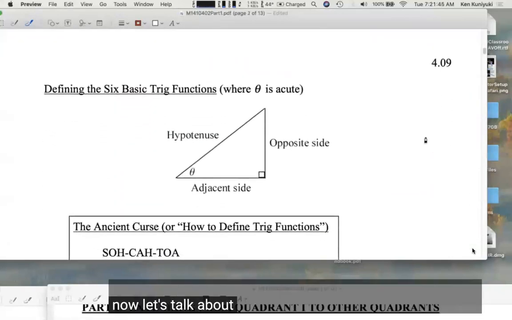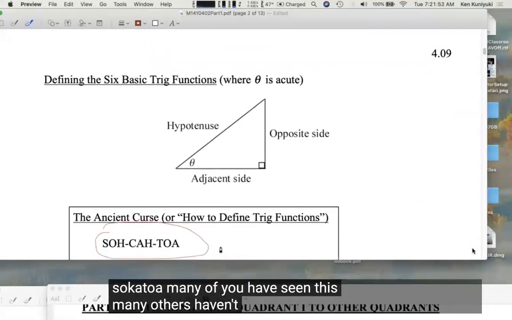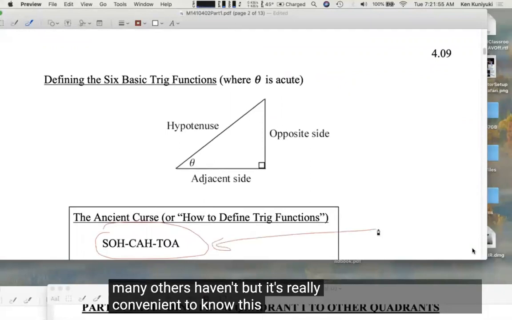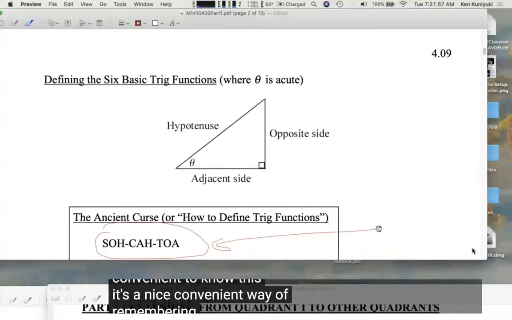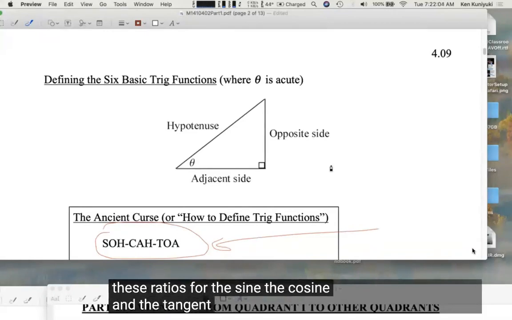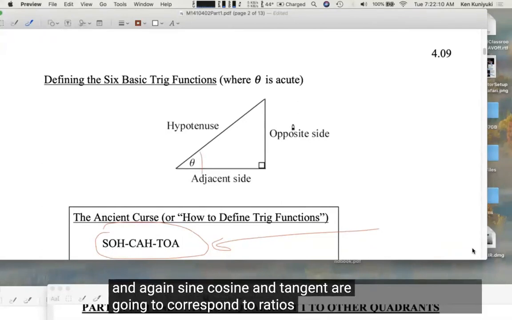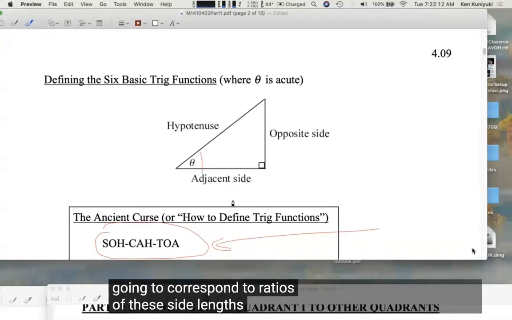Now, let's talk about the ancient curse, Sohcahtoa. Many of you have seen this, many others haven't, but it's really convenient to know this. It's a nice, convenient way of remembering how to develop these ratios for the sine, the cosine, and the tangent of this angle theta. And again, sine, cosine, and tangent are going to correspond to ratios of these side lengths.